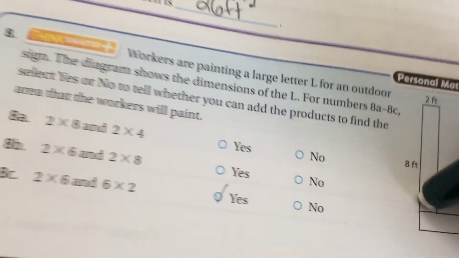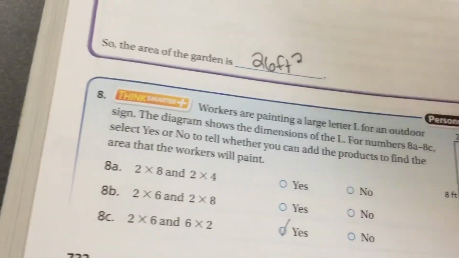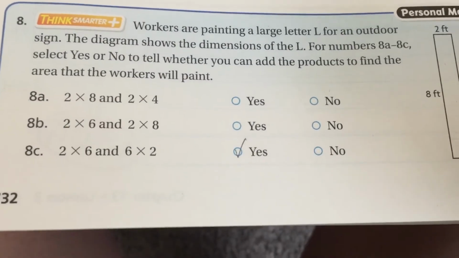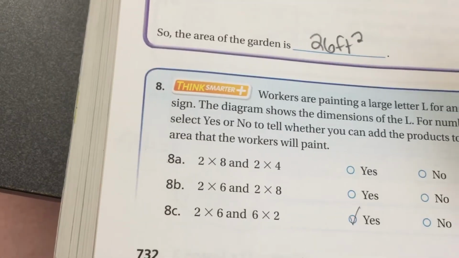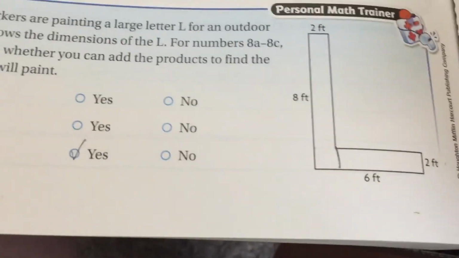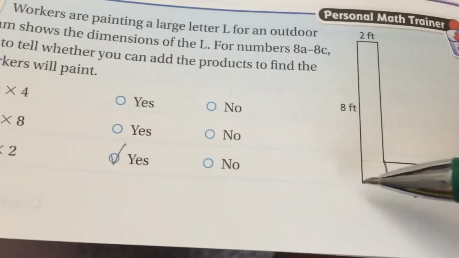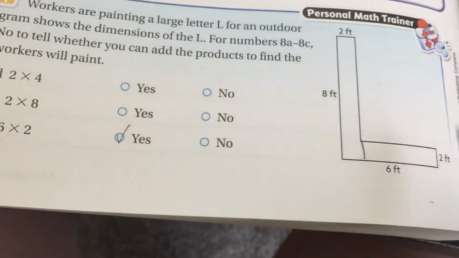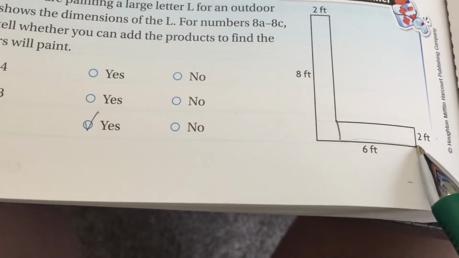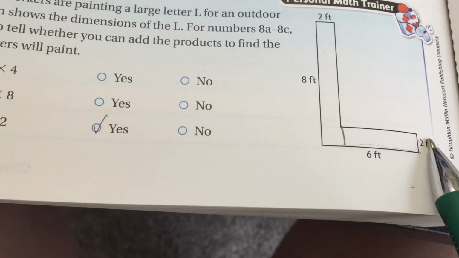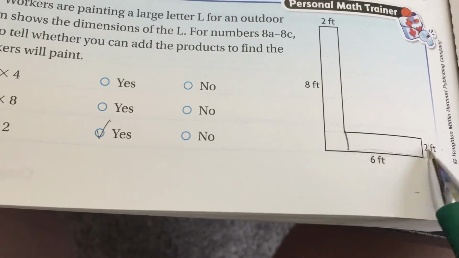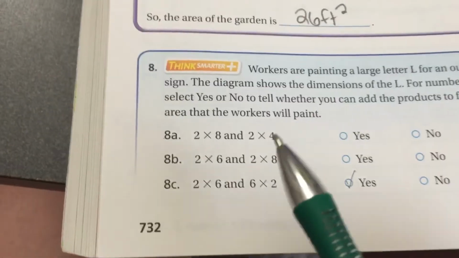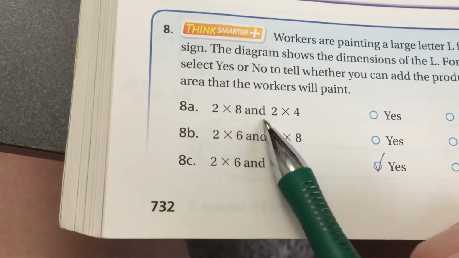Or you could have done it like this, or you divide it this way. So then you have an 8 times 2 rectangle here. And this is 6 minus 2, so this is 4. 4 times 2 is 8. So that would be a 4 times 2 and an 8 times 2. And that would be this one up here.